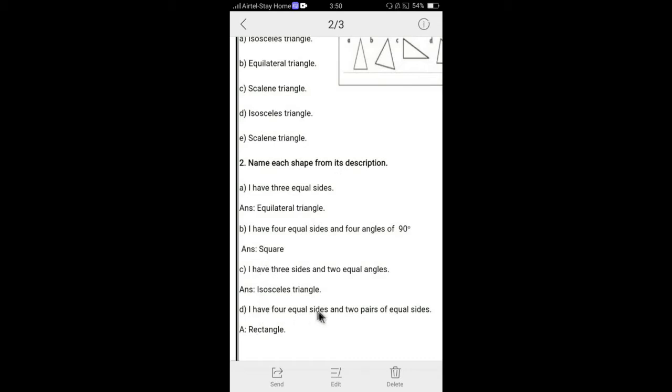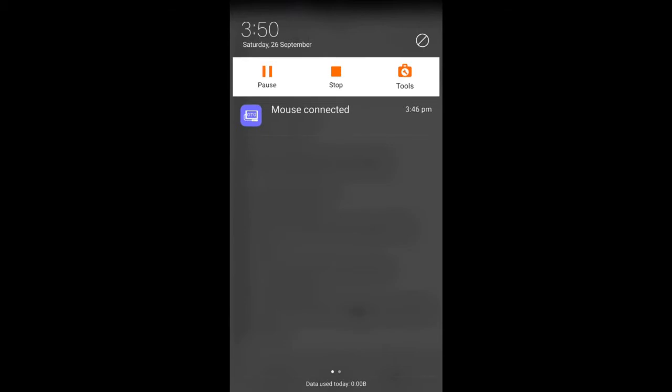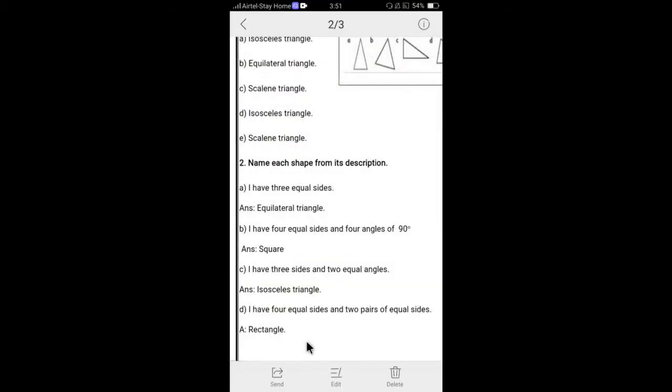D number, I have four sides and two pairs of equal sides. Pairs of sides means opposite sides are equal. In a rectangle, two opposite pairs of sides are equal. So we can decide this is a rectangle. So D's answer is rectangle.